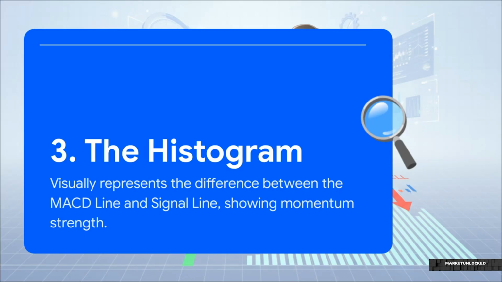And finally, there's the histogram. This is awesome because it gives us a really clear visual snapshot of the relationship between our fast and slow lines. It's just a simple bar chart that shows you the exact distance between the MACD line and the signal line at any point in time.